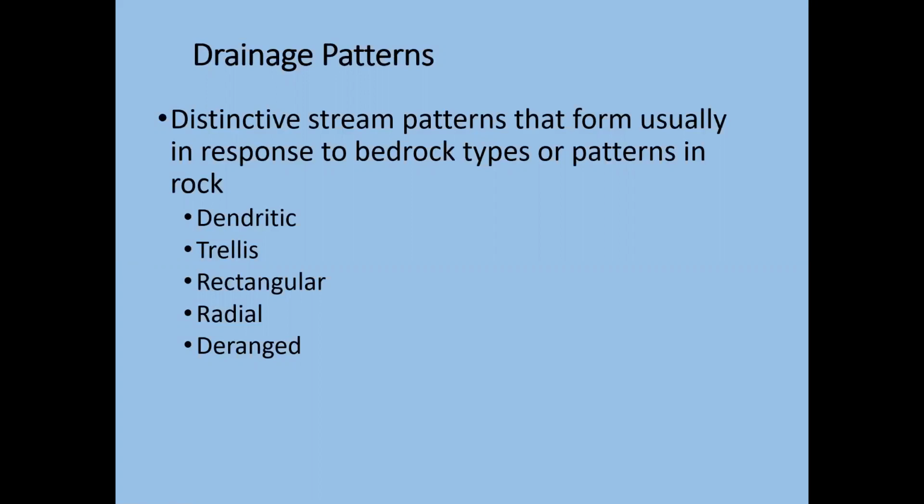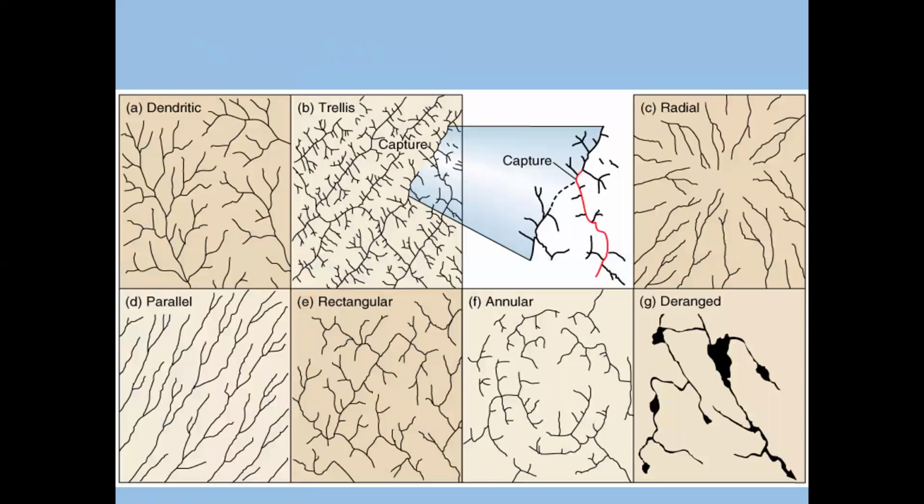And those patterns form as a result of whatever type of bedrock that the river is moving through, or they could be forming in response to the topography of the surface. So the ones that I'm going to talk about today are dendritic, trellis, rectangular, radial, and my favorite, the deranged drainage pattern. Here they are in cartoon form.